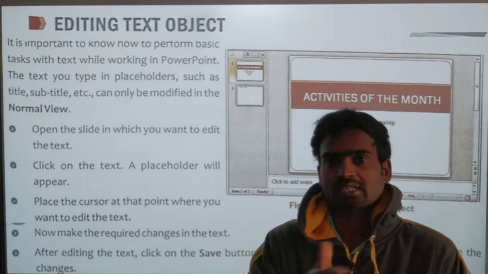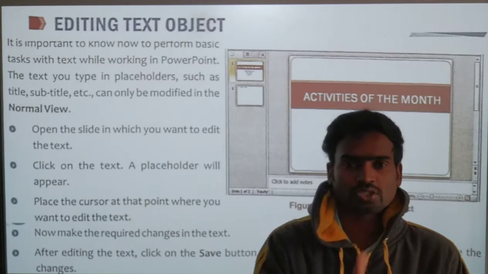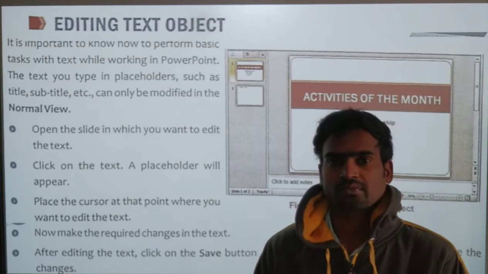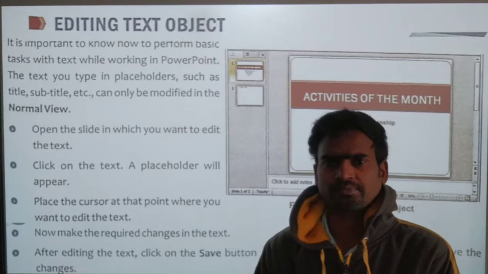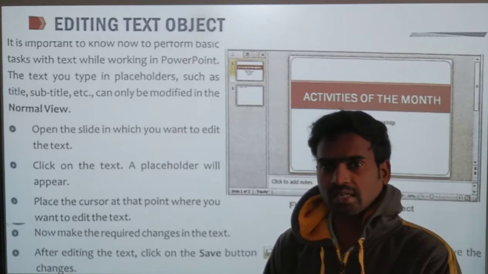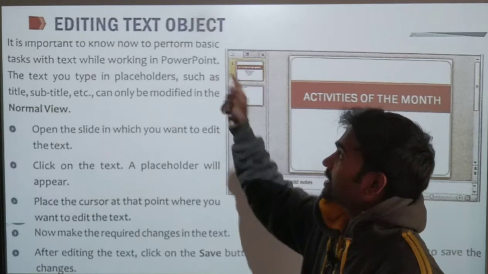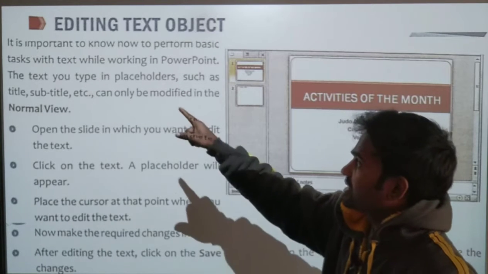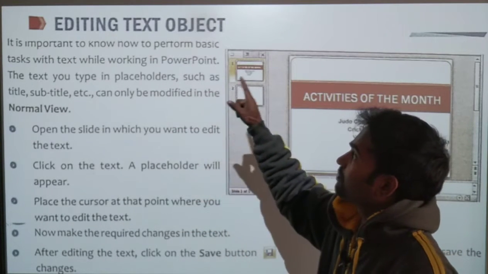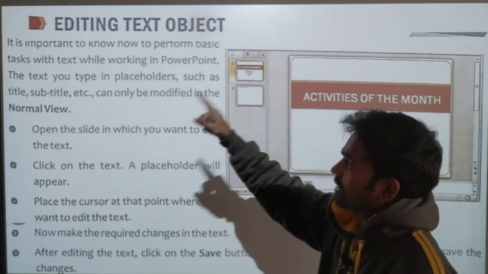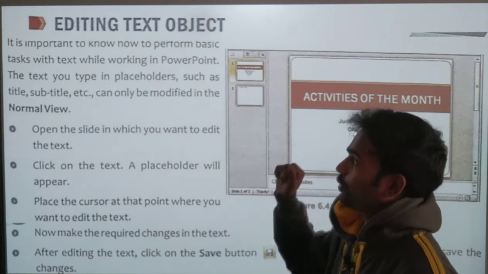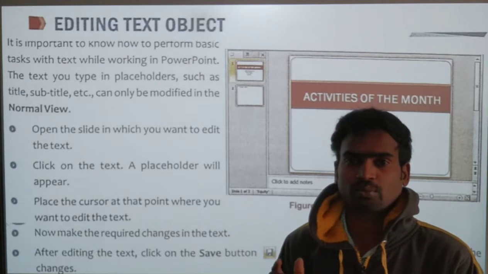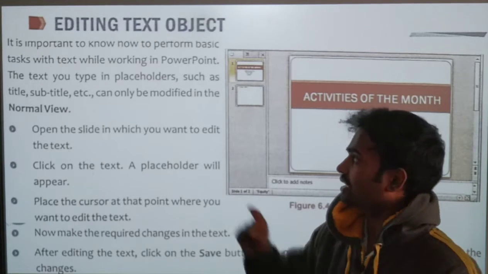That's what today we are going to learn, editing the text object in the PowerPoint, right? So far we have seen slide arrangement, how to arrange it in the outline tab, how to arrange it in the slide sorter view. Everything is very easy. And today we are going to learn this editing text object. It is important to know how to perform basic tasks with the text while working in PowerPoint. This is very important, dear children. If we don't know it, we will not be able to complete the task, right?